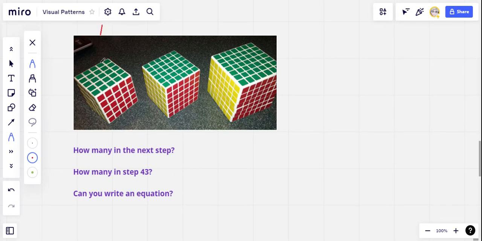Here is step one of today's visual pattern. Here's step two. Here's step three. And your challenge would be to predict the number of little cubes in step four.